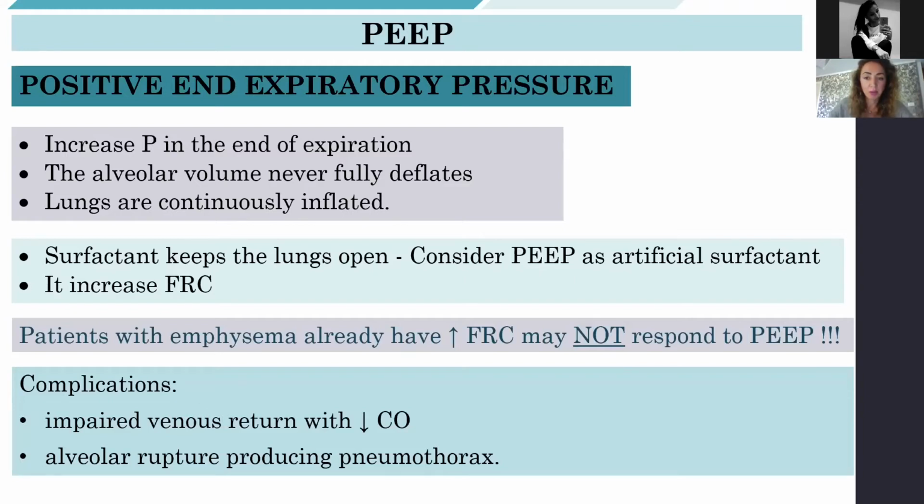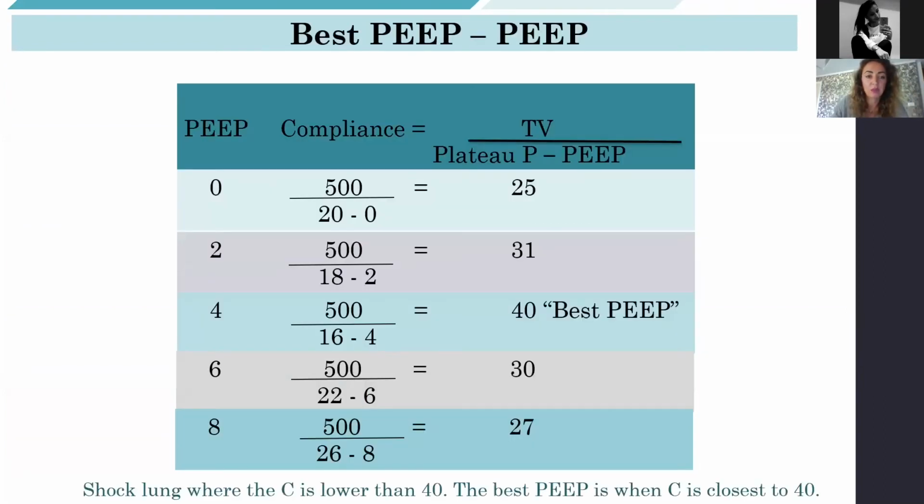If high PEEP is used, venous return to the heart may be impaired, producing low cardiac output. This is one of the complications when you are using PEEP. The other complication, which is a little bit bigger problem for me, is if you are producing barotrauma and pneumothorax. Sometimes you can put prophylactic bilateral chest tubes, but you should always keep in mind to be careful with this PEEP. How can we set the best PEEP?